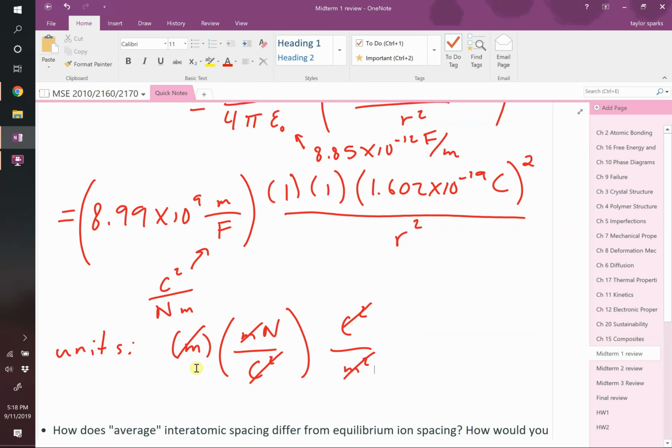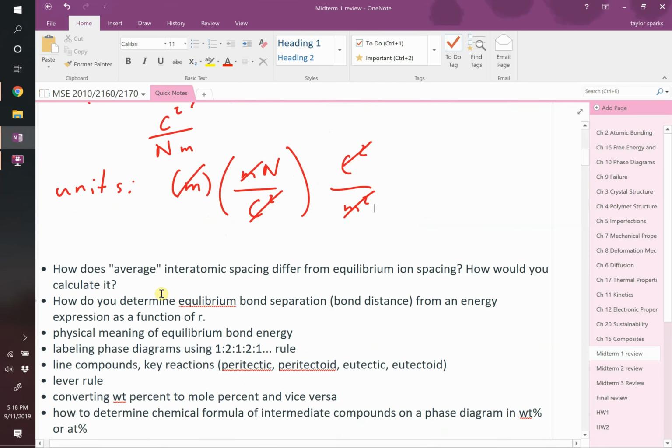Yeah. The next question, how does average interatomic spacing differ from equilibrium ion spacing? What is that? Okay, yeah, we chatted briefly about that in class today.